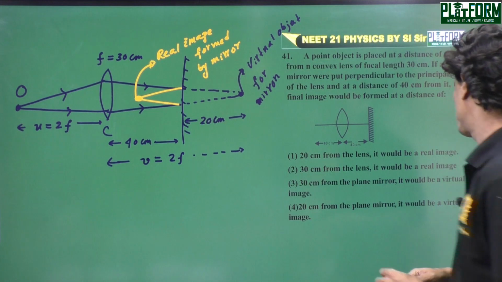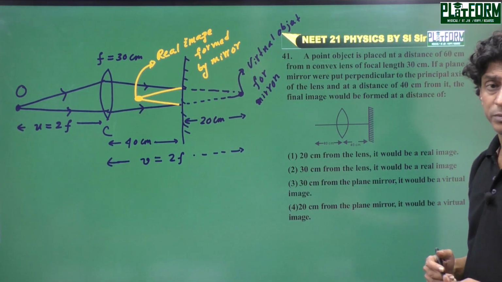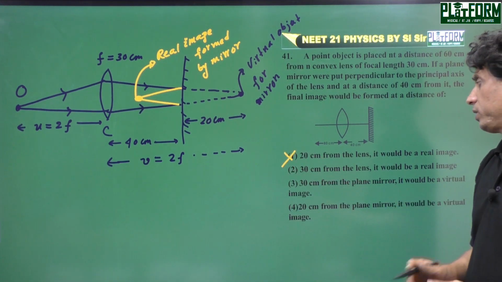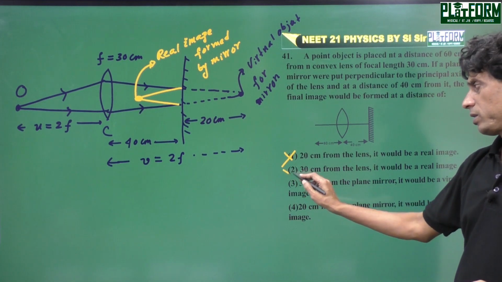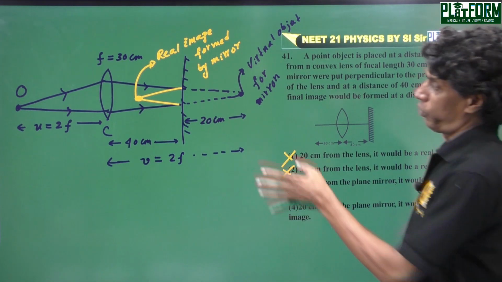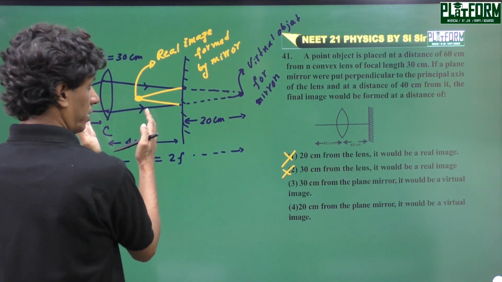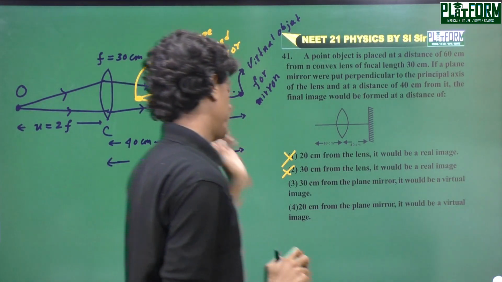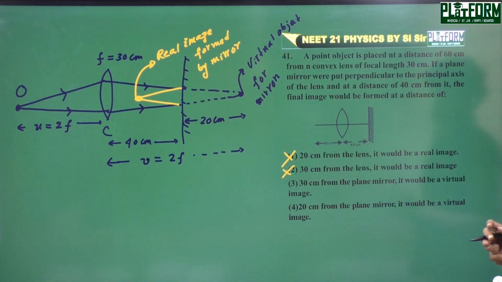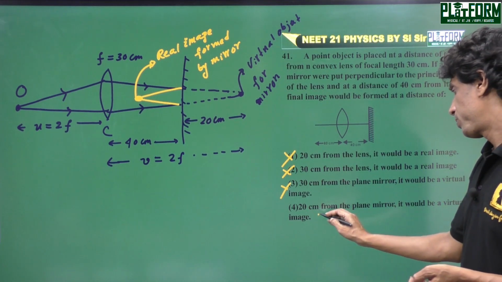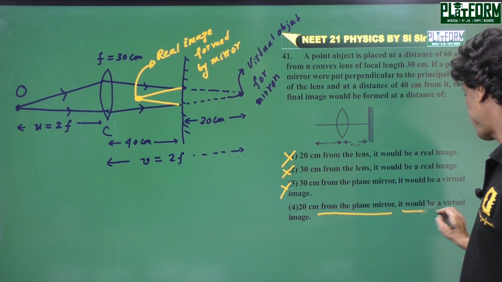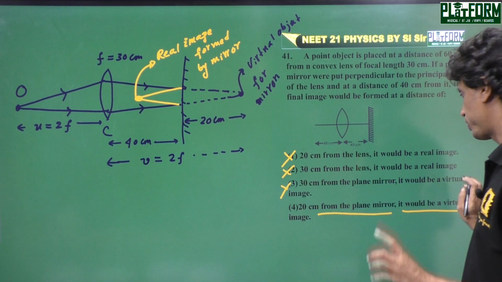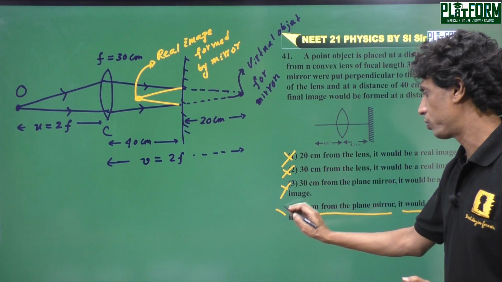20 centimeter from the lens, it would be a real image. No, this is not the correct option. 30 centimeter from the lens, it would be a real image. It would be 20 centimeter from the lens, and it would be a real image. 30 centimeter from plane mirror would be a virtual image. This is not the right option. 20 centimeter from plane mirror, it would be a virtual image. No. 20 centimeter from plane mirror is true, but the final image is not virtual. The final image is real. So 4 is also not the correct option.